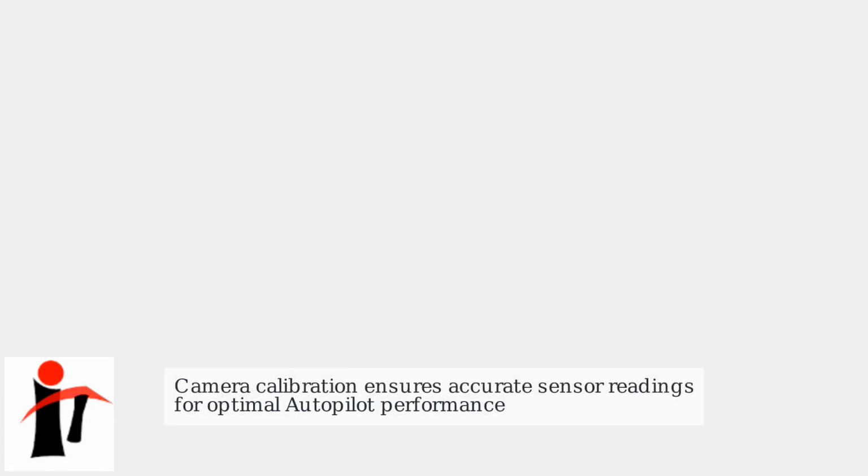Proper camera calibration is crucial for Autopilot's functionality. If sensors are misaligned, perhaps after a repair, recalibration ensures accurate readings for optimal performance. To begin calibration, go to the Service menu on the touchscreen. Select Camera Calibration from the options. Park the car on a flat surface in a well-lit area. Follow the on-screen prompts to drive slowly while the system calibrates. This process ensures accurate sensor readings for optimal performance.